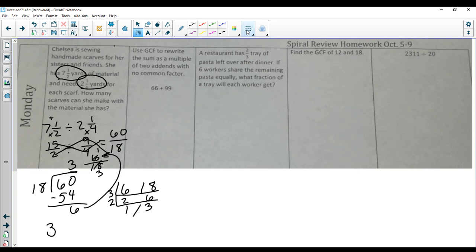We have this whole number, 3, and 1/3 yards. So she made 3 little pieces. Or how many scarves can she make? Not yards, it's scarves. She can make 3 scarves.